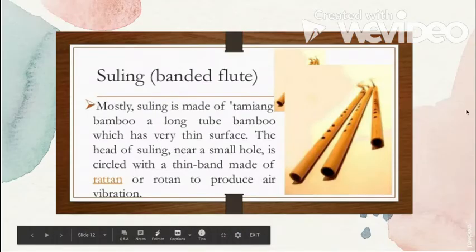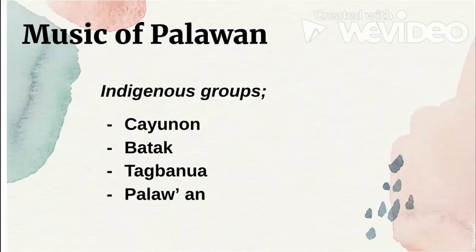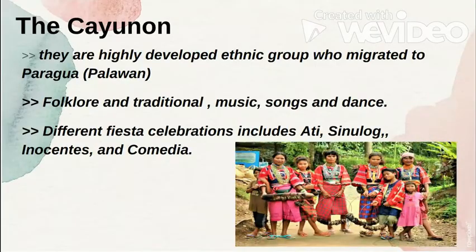Okay, so let's proceed to the last part of our discussion. We have music of Palawan. Class, let's proceed to their indigenous groups. If Mindoro has three different tribes, for Palawan there are four indigenous groups. We call them Kayunon, Batak, Tagbanua, and Palawan. Let's start with the Kayunan. These are examples of people of the Kayunan group. They are a highly developed ethnic group who migrated to Paragua, or Palawan.